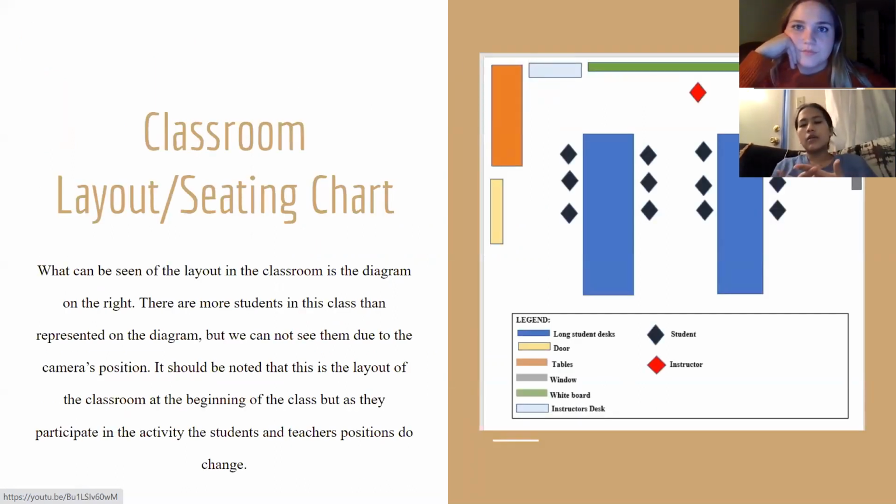For the classroom layout and seating chart, as you can see, the navy dark blue color is the center of the classroom, and the black diamonds represent students and the red diamonds represent the instructor. On the edges are the classroom materials: the door, the window, the desk, the teacher desk. There are more students in this class than represented on the diagram, but we cannot see them due to the camera position. It should be noted that this is the layout of the classroom at the beginning of the class, but as they participate in the activity, the students' and the teacher's positions do change.